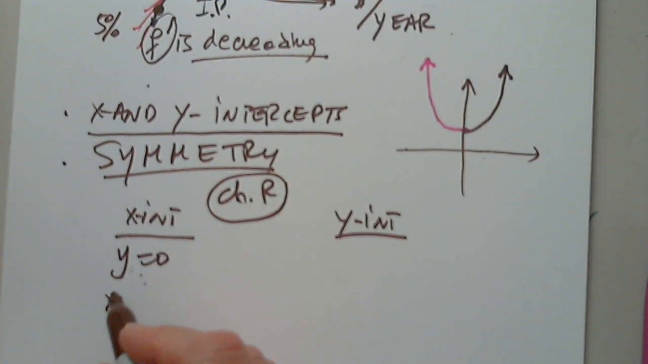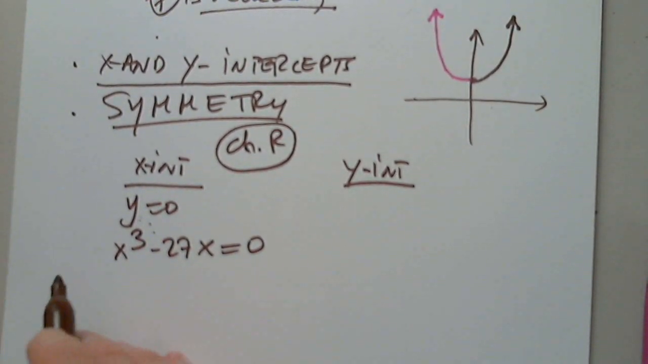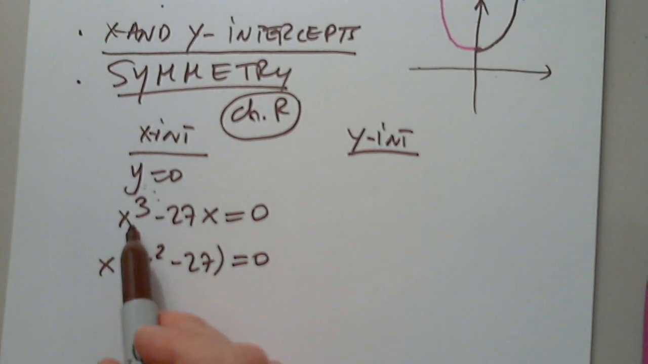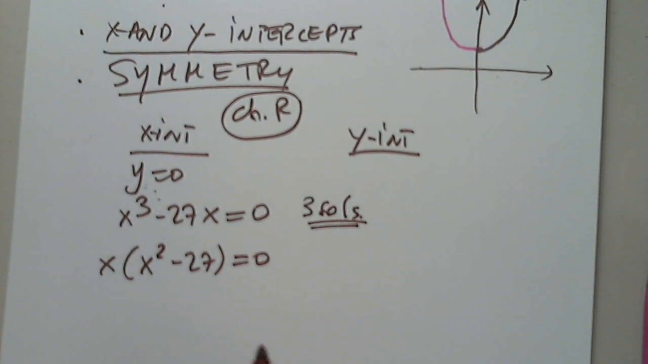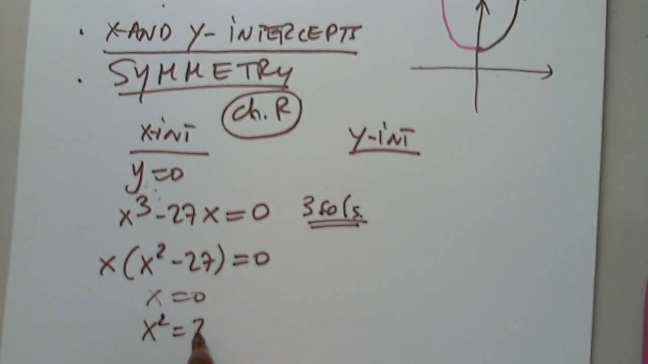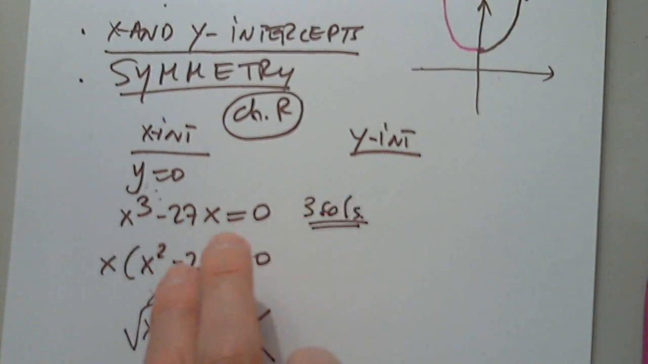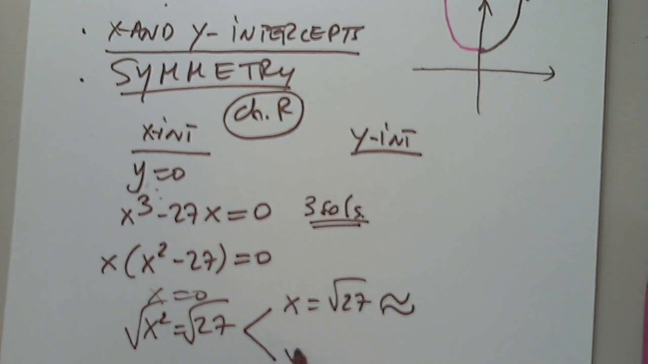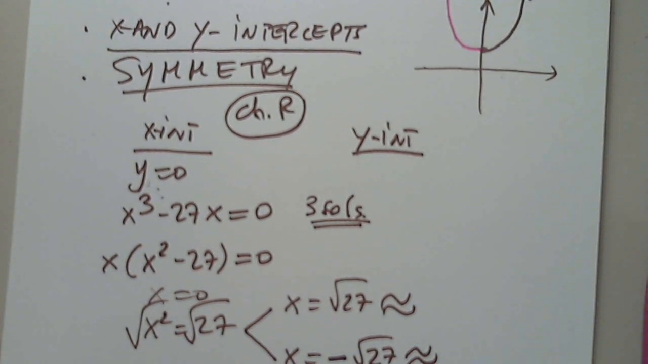So x to the third minus 27x is 0. We pull out an x, and we have x squared minus 27. We have to get 3 solutions. The degree is 3, 3 solutions. And we get x equals 0 from here. And x squared equals 27, and we take the square root. So remember, 2 solutions coming from here. One is the square root of 27, which I need to approximate, and the other one is negative the square root of 27, which I also need to approximate.